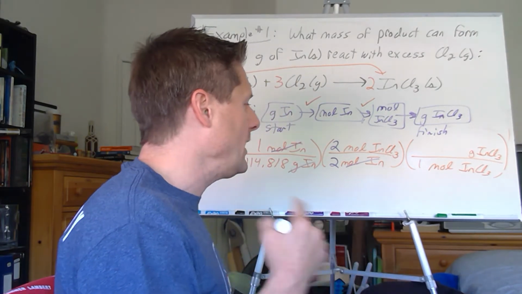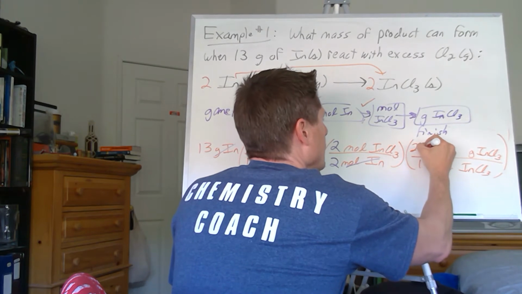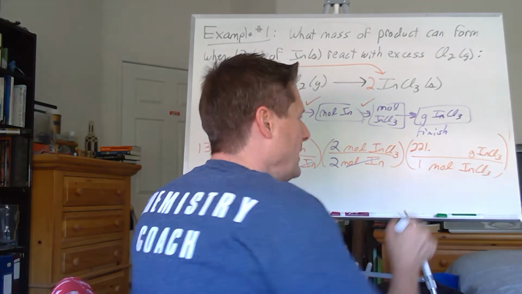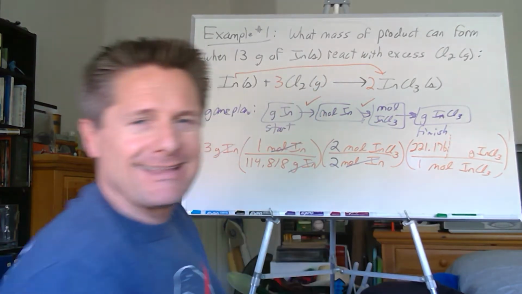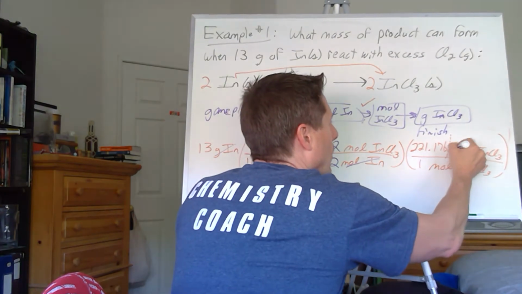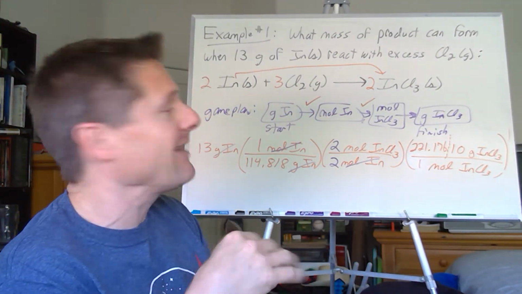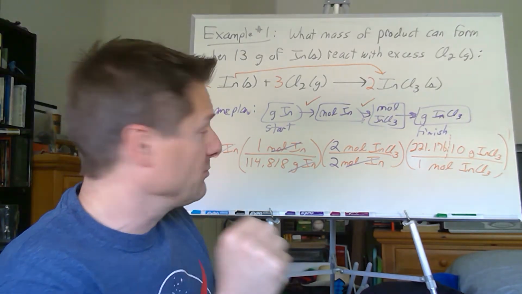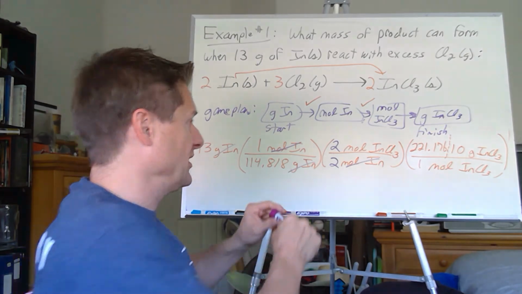So I got 221.1761. So 221.176, and I'm going to put a vertical dash line because the indium limits me to 3 decimal places. Right? And then I get a 10 after that. So 221.17610, good to 3 decimal places. Molar masses are rarely going to limit your significant digits.